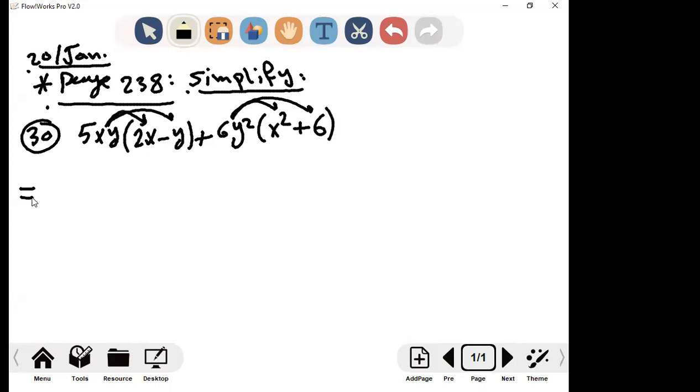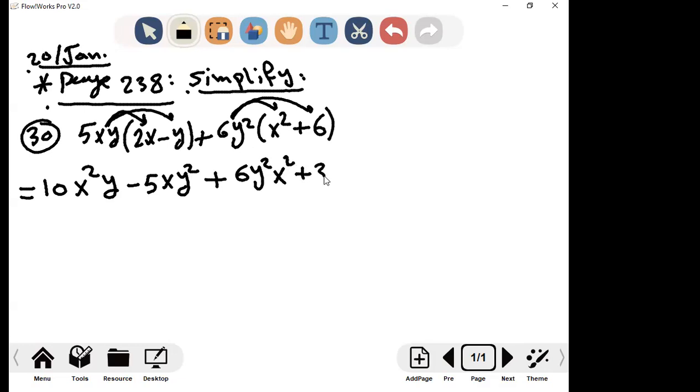Now 5xy multiply 2x, it is 10 x and x, x power 2, y comes down, right? Do you understand? Now 5xy times negative y, negative 5x, y times y, y power 2, right? Do you understand? Plus, I'm done with the first part. Now I'll go to the second part here. 6y power 2 times x power 2, 6y power 2, x power 2. 6y power 2 multiply 6, 36, y power 2. Now I'm done with the multiplications. I get rid of the parentheses.